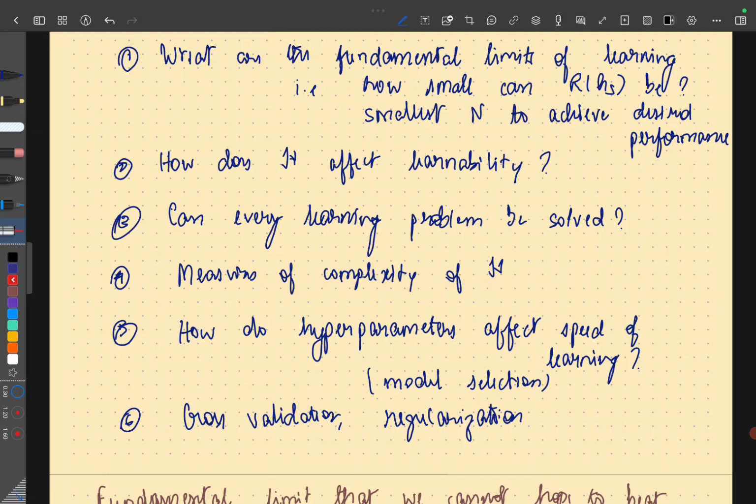But even before that, the natural question is, can every learning problem be solved? That is, if I give an arbitrary supervised learning problem, then given an epsilon and delta, can you always achieve epsilon delta accuracy given any number of samples? So that's what we will spend a lot of the time on in the next few classes.